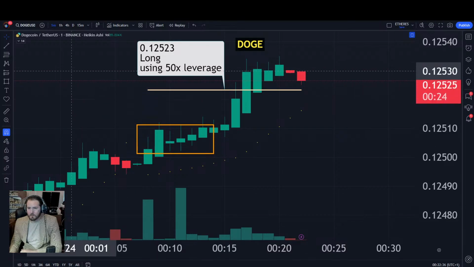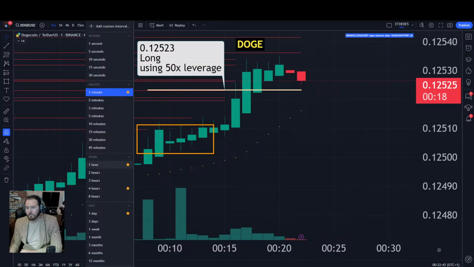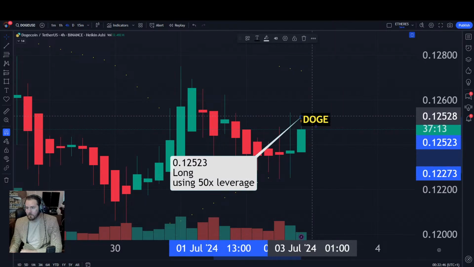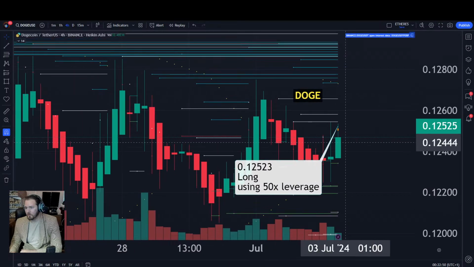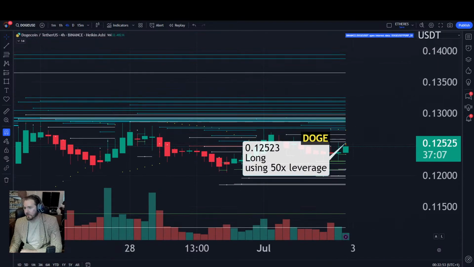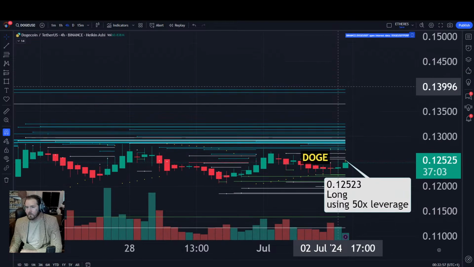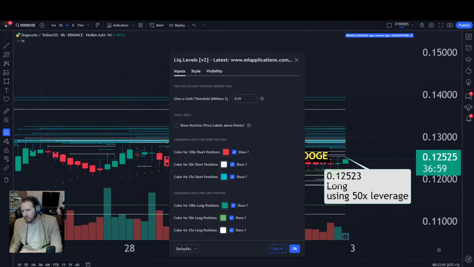Let's look at my indicators real quick. Liquidation levels. Let's go to the 4-hour chart for liquidation levels to see what this looks like on the 4-hour. So with the liquidation levels, I see that the top of liquidations for Doge goes up to about 14 cents. Let me double check this is working right.